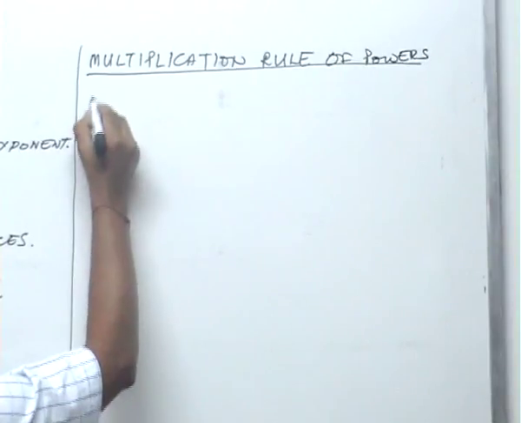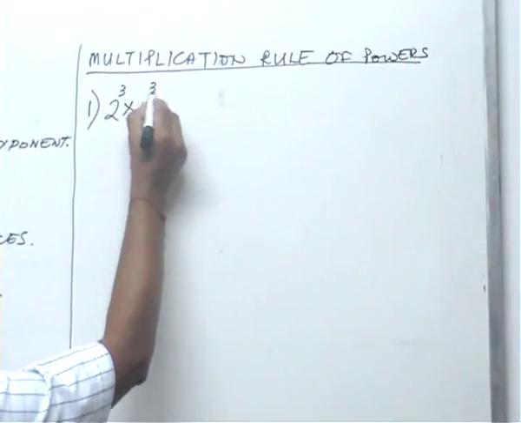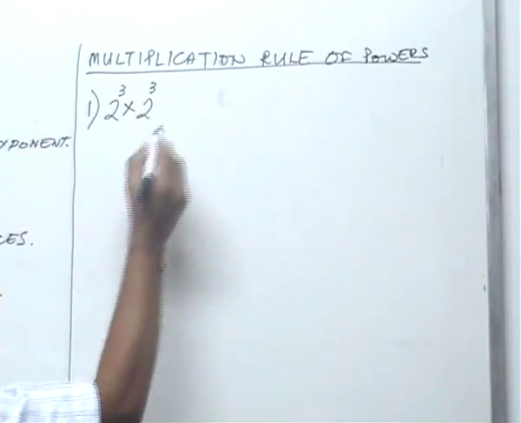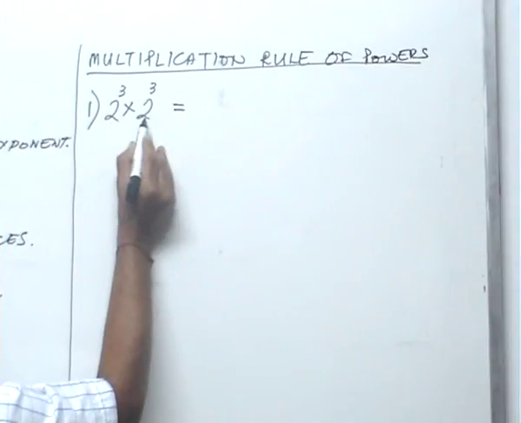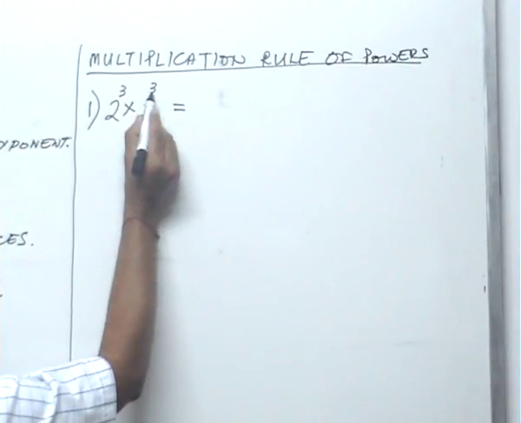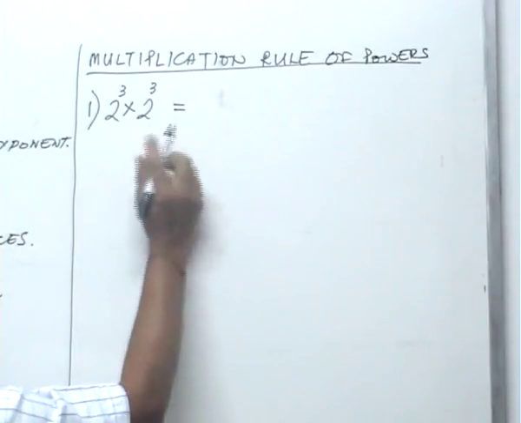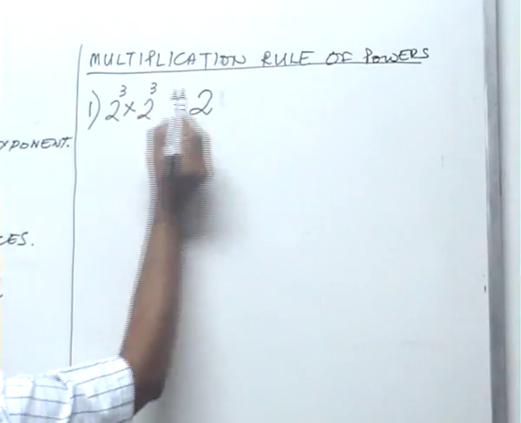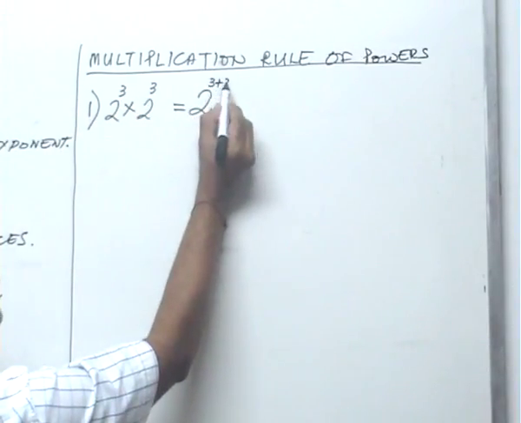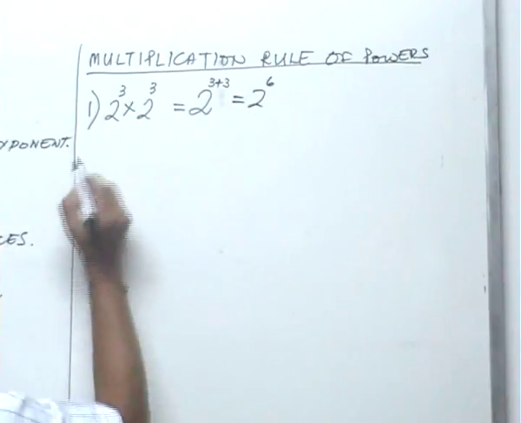So let's see. If I gave you 2 cubed times 2 squared, all you got to do is, right now, this is the base, this is the base. That's the index, that's the index. And if I told you to multiply, all you got to do is write down the base one time and add the indices, 3 plus 2, and the final answer will be 2 to the 5.